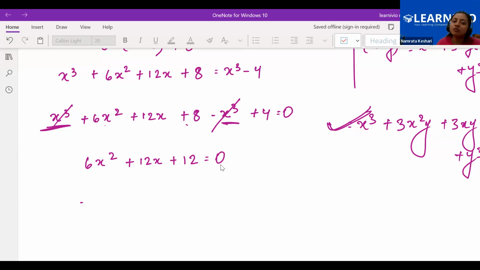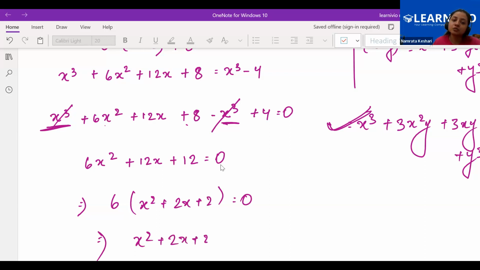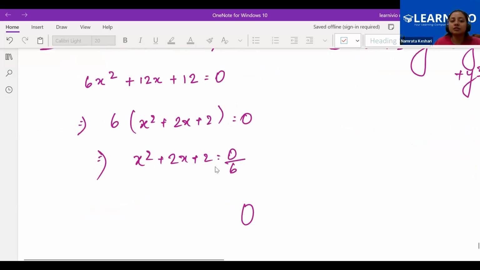However, one more step we can go. What can be taken out as a common factor from all the terms? 6. What will be remaining? x square plus 2x plus 2. So we will be left with x square plus 2x plus 2 is equal to 6. We can transpose to the other side. It will be 0 by 6, that means just 0.